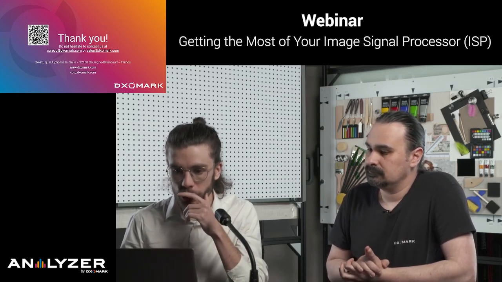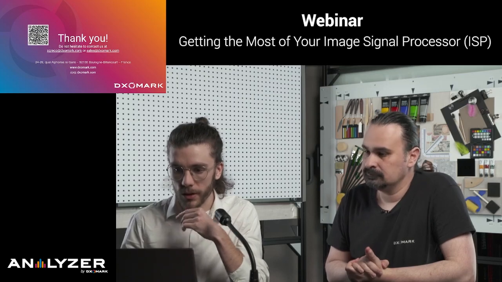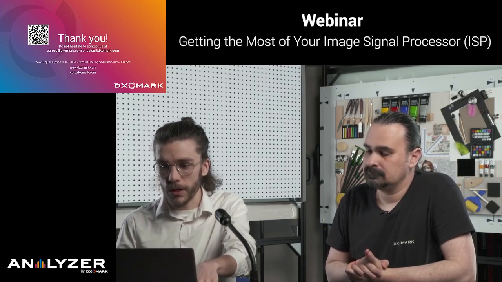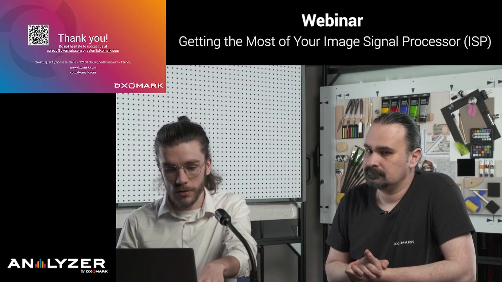For MTF, you showed different charts. What are the differences between MTF, SFR, and acutance?